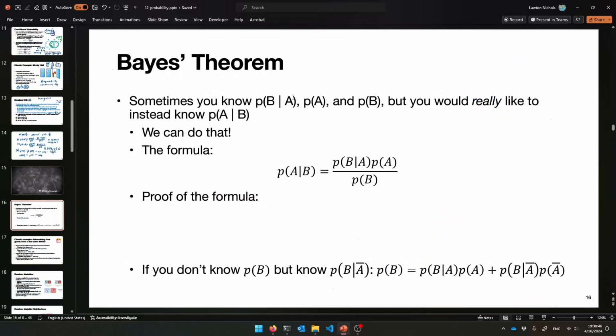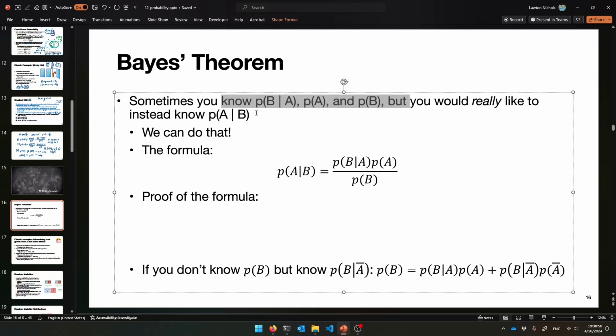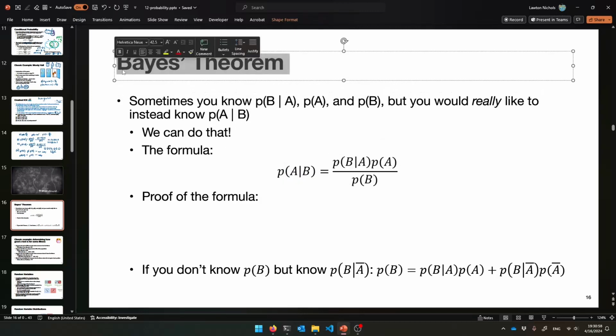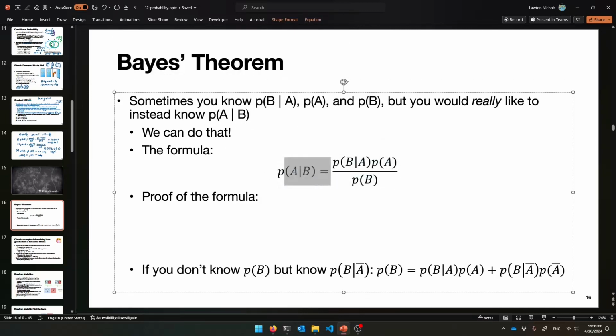So if you know the probability of B given A and some other things, then you can flip it around and solve for the probability of A given B. Maybe that's what you really wanted. We can do that with this formula. Here it is. It's called Bayes' theorem, and it tells us why this is possible. The probability of A given B is equal to the probability of B given A times the probability of A, over the probability of B.